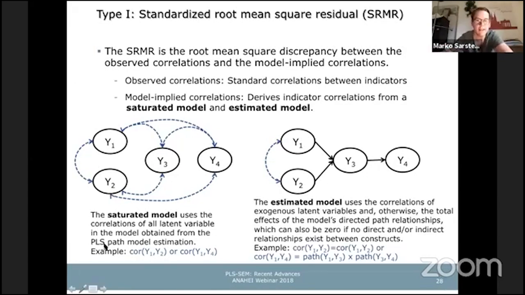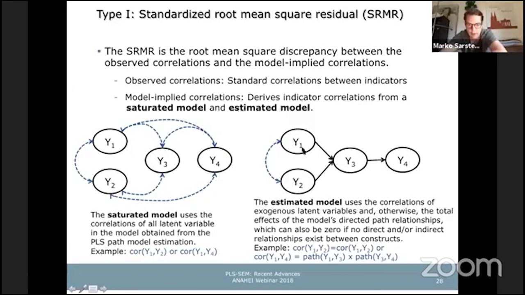Here are just two ways that are actually implemented in SmartPLS. One is the so-called separated model. And here, the model-implied correlations are derived from the construct correlations. So for example, you would have the correlation between y1 and y3. You would use this, and based on these correlations, you can derive the model-implied indicator correlations.